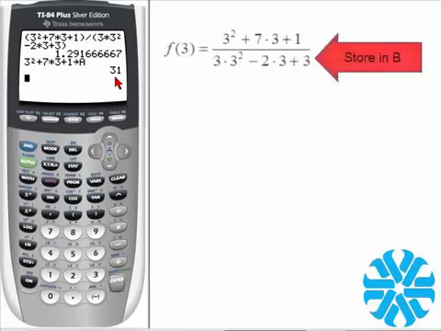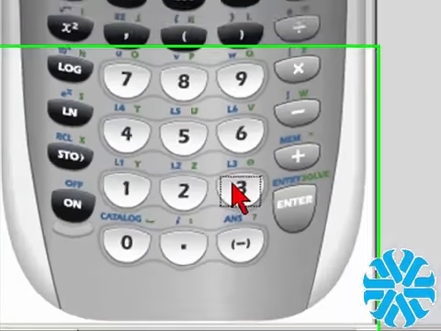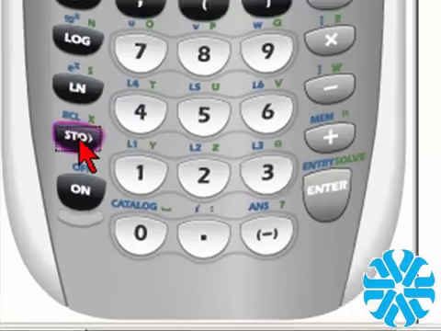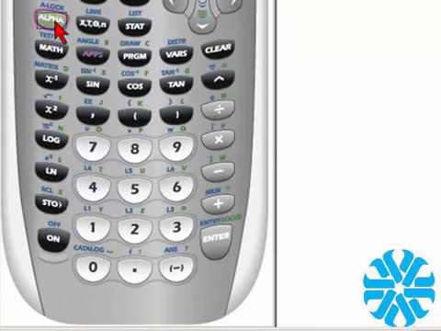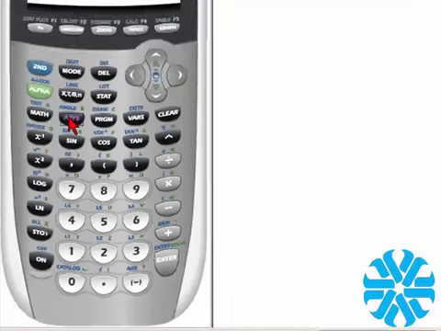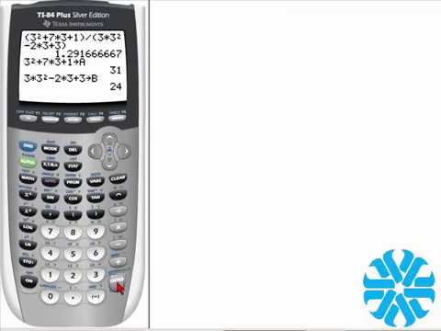Now let's compute the denominator. That's going to be 3 multiplied by 3 squared, subtract 2 times 3, and then added to 3. And we're going to store that in B. So we hit the store button and then alpha and then the letter B. So we hit this key. Then we hit enter. Okay? So this value of 24 is stored in the memory register of B.